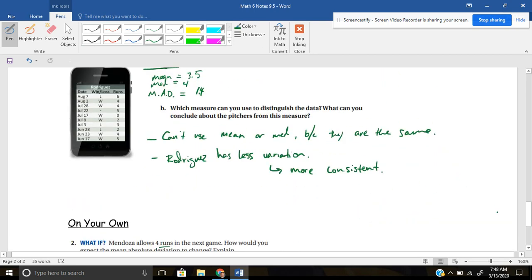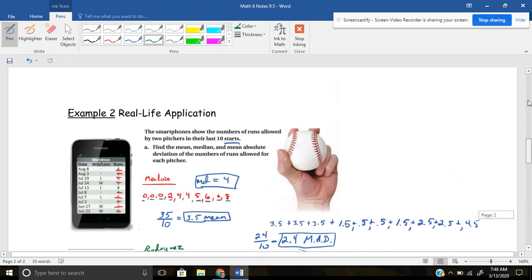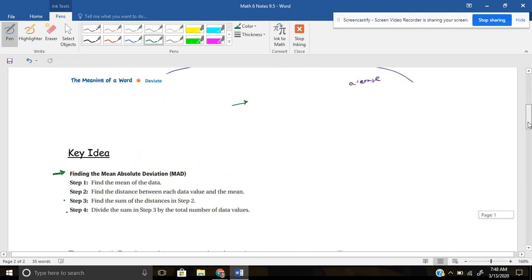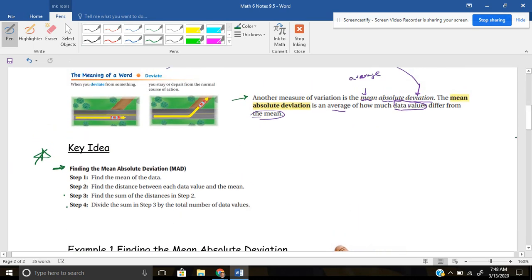All right, that concludes section 5 here for mean absolute deviation. Again, essentially it is an average of how much our data values differ from the mean, or kind of, some people like to say, an average of the average. Well, kind of, but I think you kind of get the idea.